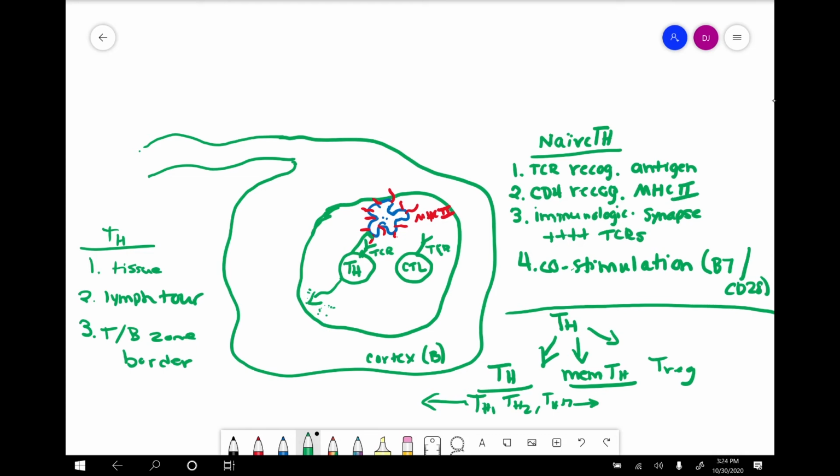Now, the other thing I want to talk about is what if we change this process and we say that we're going to activate a naive killer T cell instead. Most of this stays the same, except really here it's not going to be CD4 and an MHC2. It's going to be a CD8 recognizing an MHC1 receptor, because remember, killer T cells are interested in what's in MHC1s.